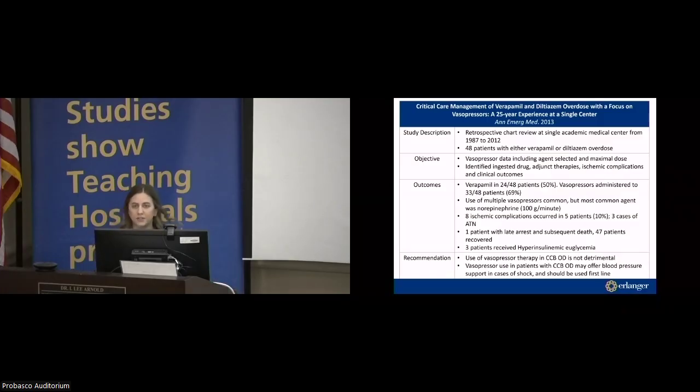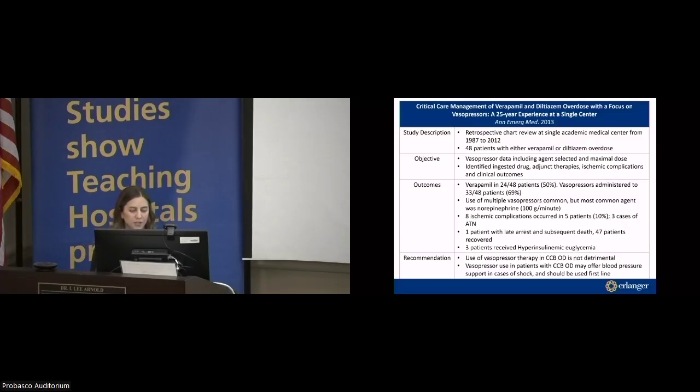Then they looked at the different agents that were used, their maximal doses. And they also documented whether or not high-dose insulin therapy was added on. So around half the patients had overdose specific to verapamil, and over 50% of the patients that were included in the trial received some sort of vasopressor. Use of multiple vasopressors was common. The most common agent was norepinephrine.